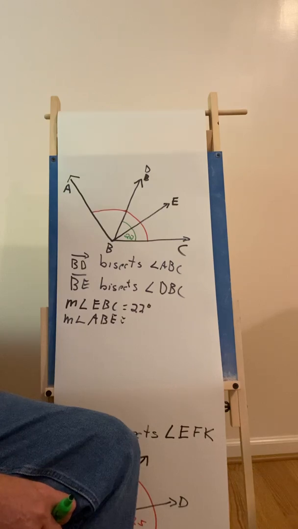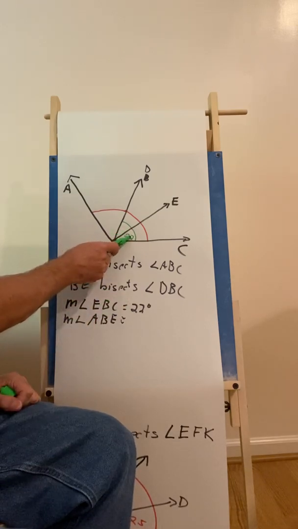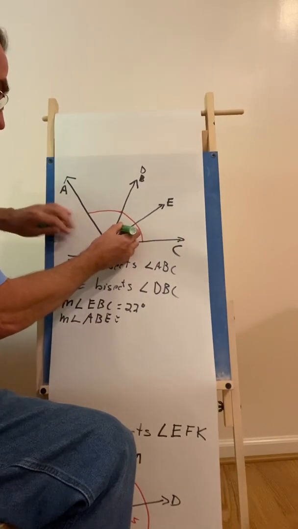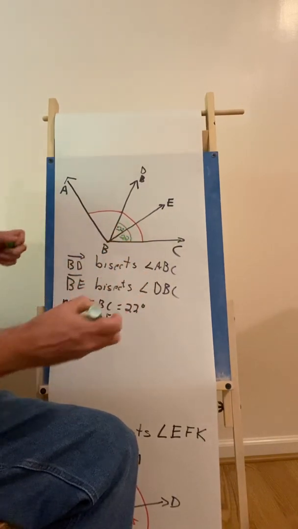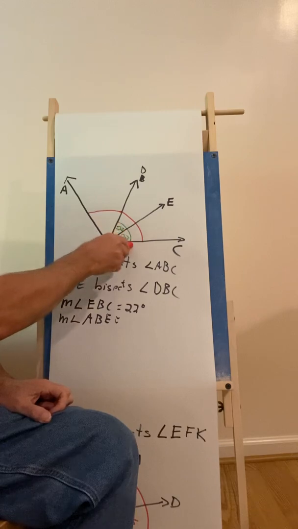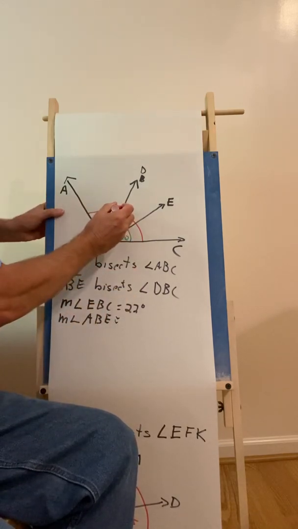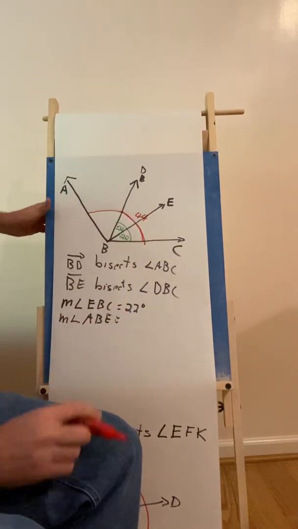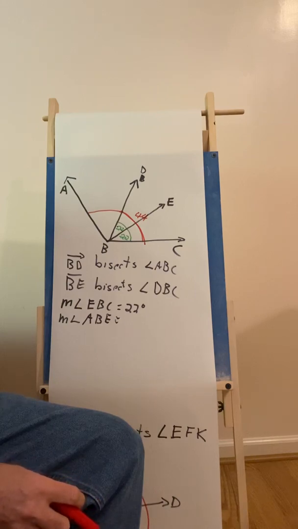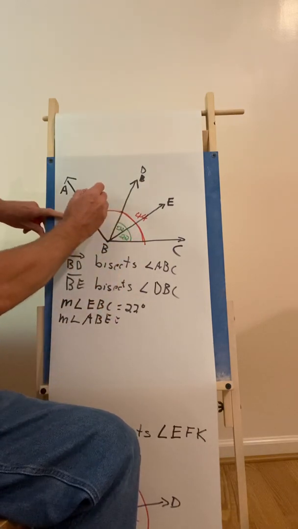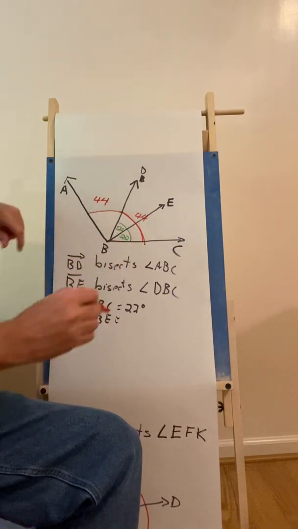Well, what do I know? Do I know any other angles right off the bat? Well, since these two angles that are marked in green are equal, because it's a bisector cut into two equal parts, I know that this angle here is also 22. Well, as we know, we can add angles together. So this 22 and 22 makes this angle right here, this red one, that angle is 44. Okay? Now, our original bisector BD cut the two angles in half, so if that's 44, this is also 44.